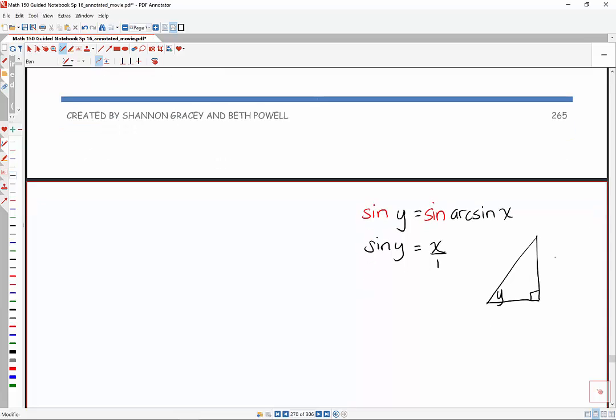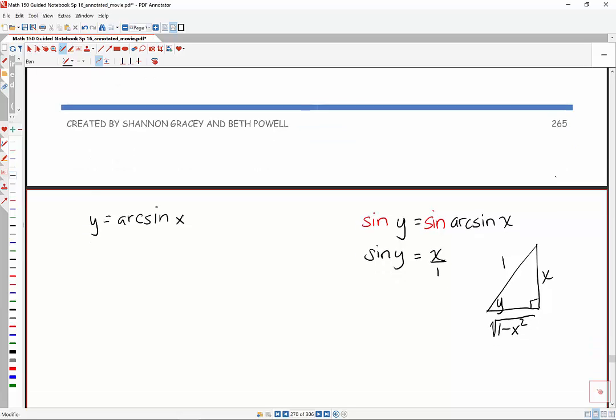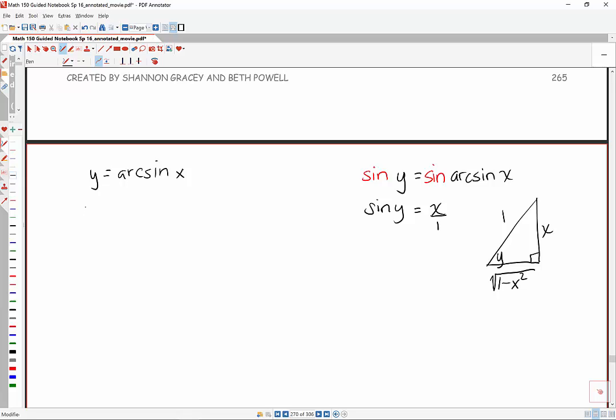So over here, we'll have the side opposite over the hypotenuse, and so this will give us root 1 minus x squared. So now, coming back over here, I'm just going to rewrite it here, y equal to arc sine at x. And so what we said is, hey, we could write this as sine at y equals x, because we know the derivative of the sine function and we know how to differentiate implicitly.